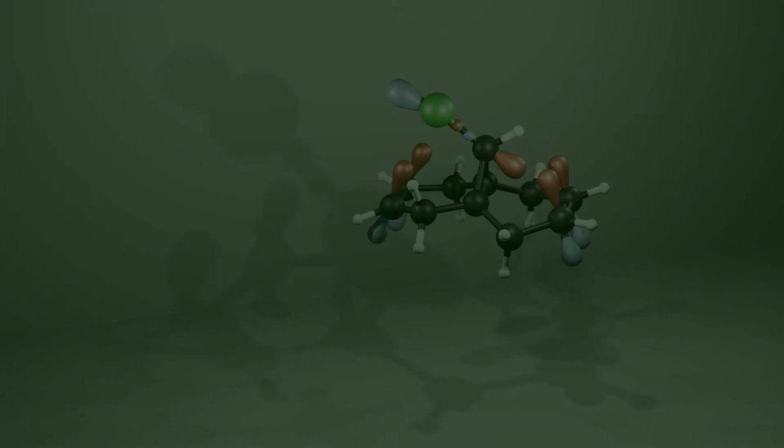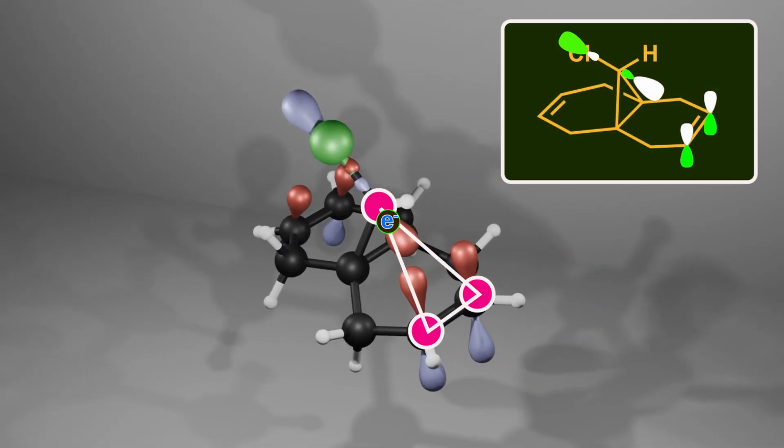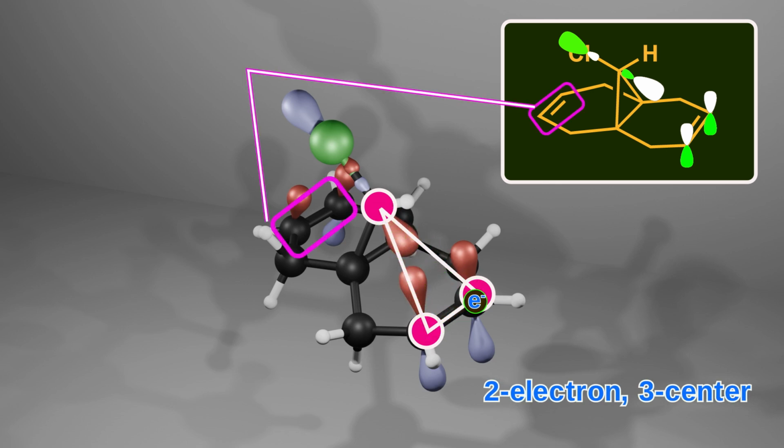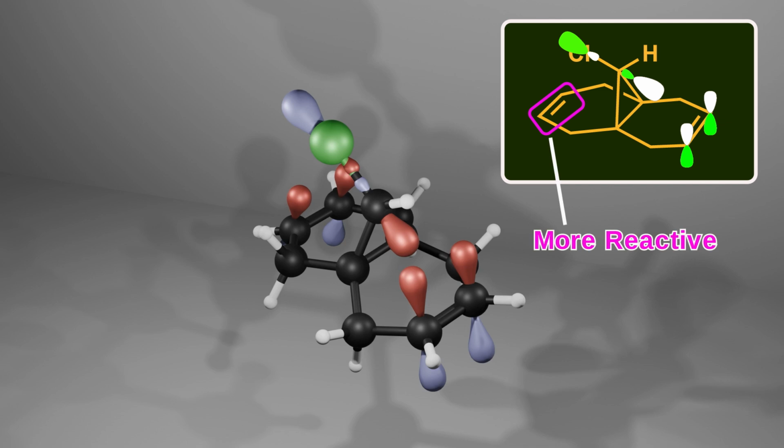From another perspective, the 2 pi electrons in this double bond are delocalized over 3 atoms. So it's actually a 2-electron 3-center system. In contrast, the 2 pi electrons in the other double bond are confined between just 2 carbon atoms. Now you can deduce that this double bond is more electron-rich, so it reacts more rapidly than the other.